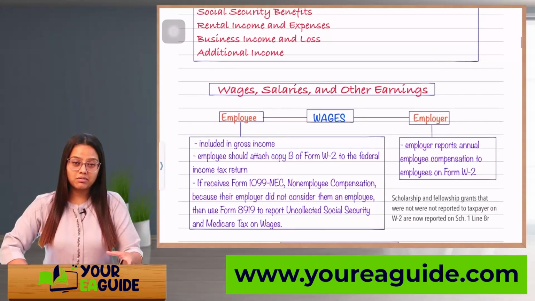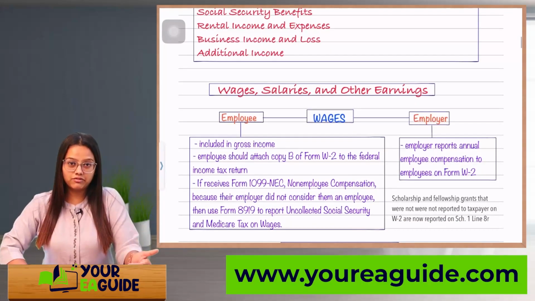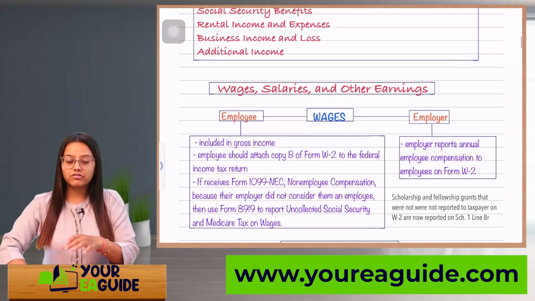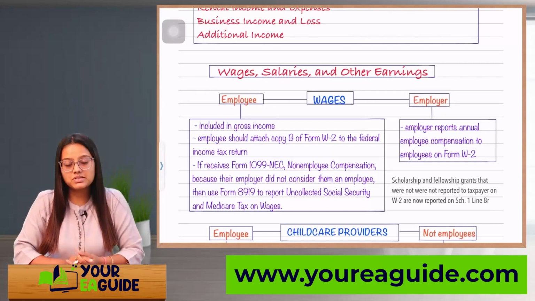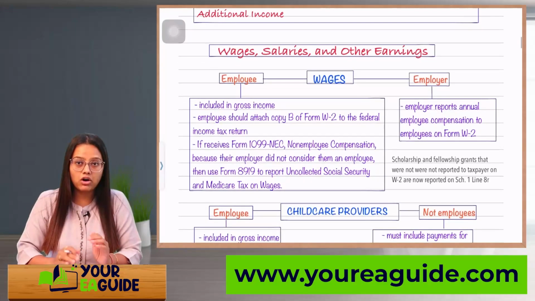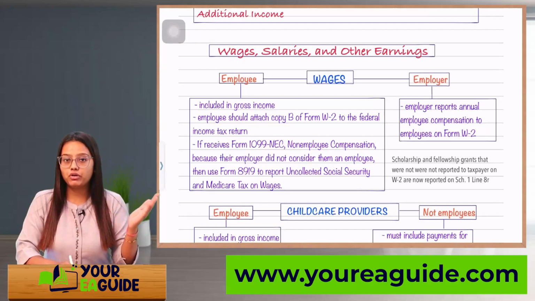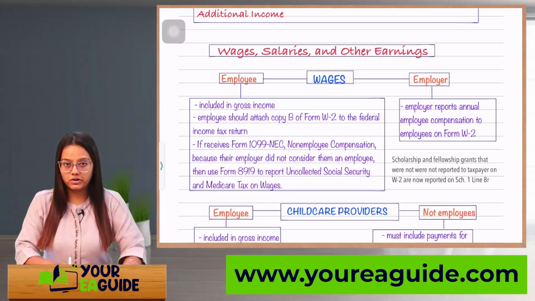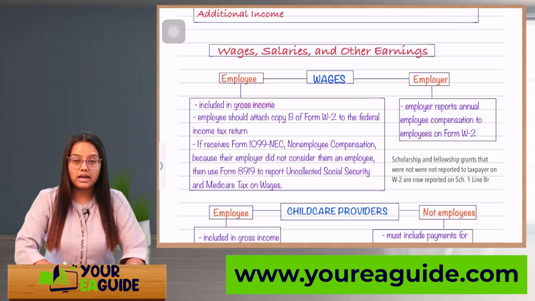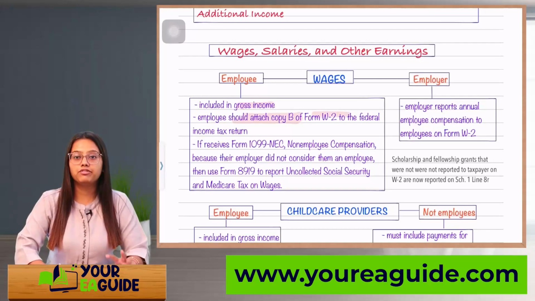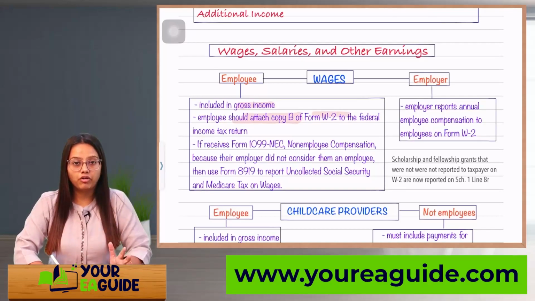So main income, when a person is going to file a 1040 return, the first line of the 1040 is the W2 income. Okay, so when you have a wages income, salaries income or any other earning, how it will be taxable from the point of view of employee, from the point of view of employer. For employee, it will be included in the gross income. An employee should attach a copy B of W2 form with the federal income tax return, that is 1040 return.